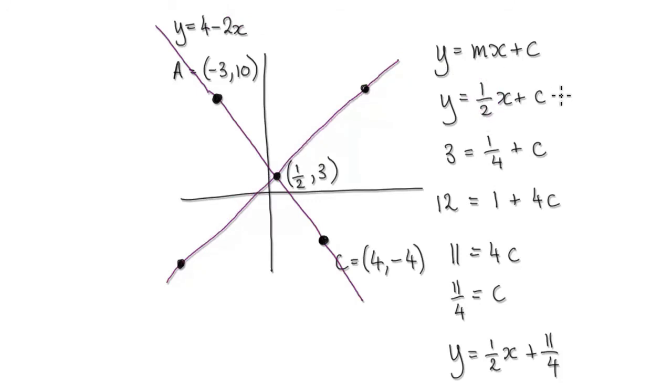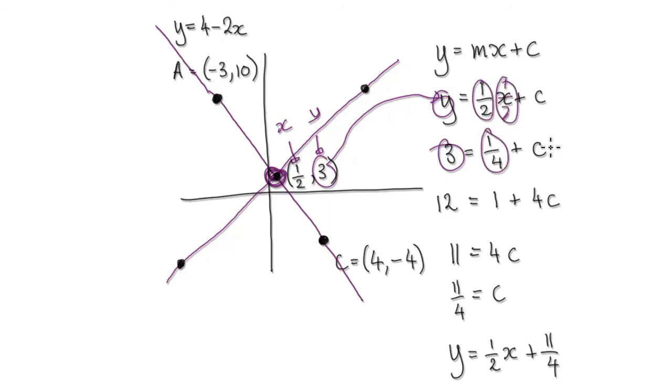So now we need to work out c. So we know the gradient of this line, and we need to select one point on this line in order to work out c. Well, we know one point. We know this point right here. So this is your y. This is your x. So put this into the y. That will then give you this. Put this into the x. So that would be a half times a half. That would be a quarter plus c.